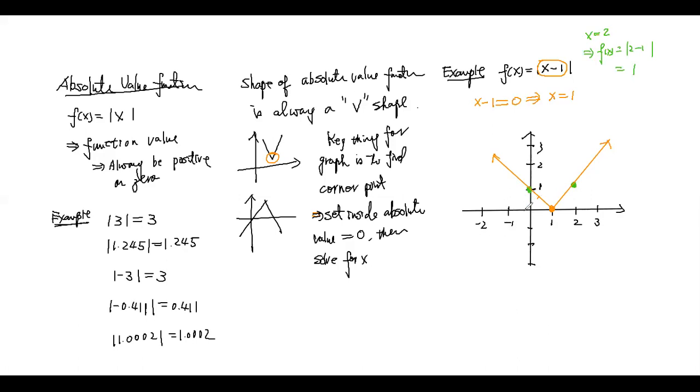You don't even need to choose another point, because if x equals 2 gives 1, this point is symmetric with that point in the V. Then you can graph it as long as you find where that corner point is. So that's why I say the key thing is to try to find this corner point. As long as you can find this corner point, the graph is pretty easy. Okay, are you ready to do some more practice?